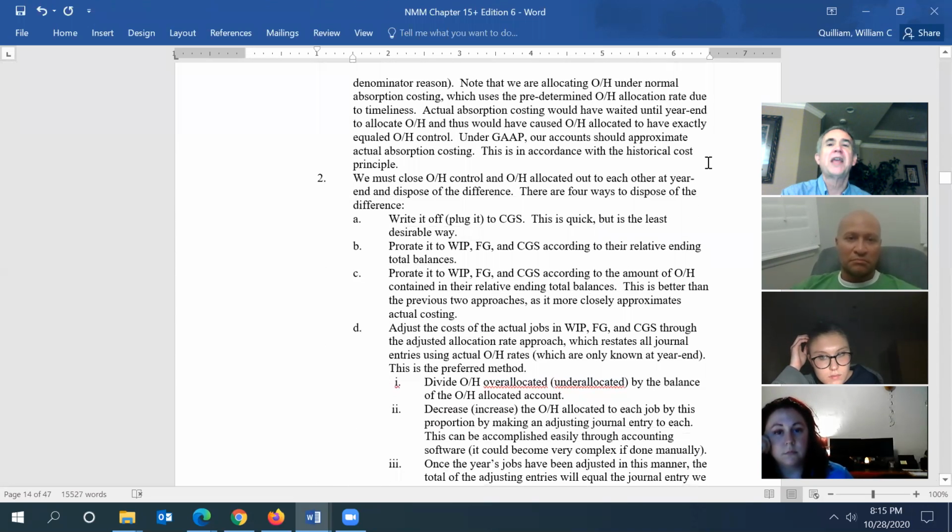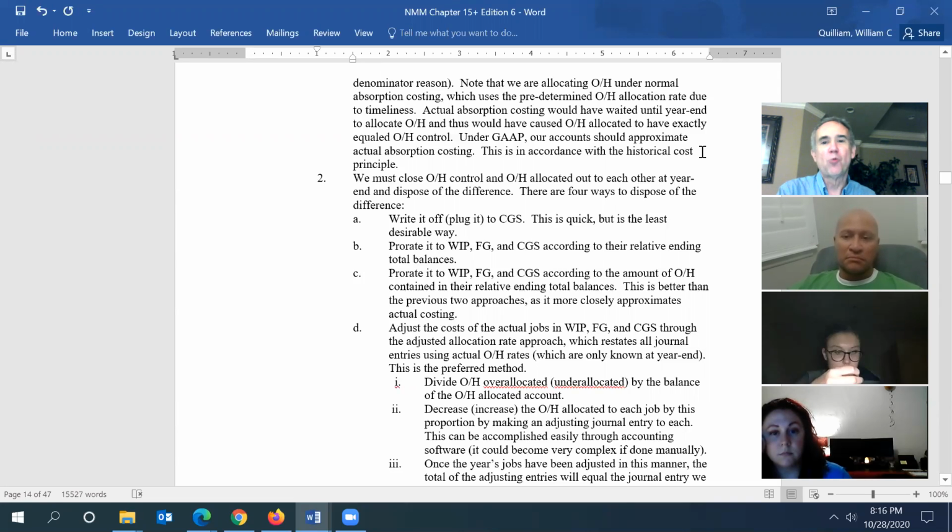We can note that we're allocating overhead under normal absorption costing, which uses that predetermined overhead allocation rate due to timeliness. Actual absorption costing would wait until year end to allocate overhead, and thus would have cost overhead allocated exactly equal overhead control. So that would have been nice and accurate, but the problem is it means wait until year end. If we're running a business, we can't wait. So we need more timely information than that.